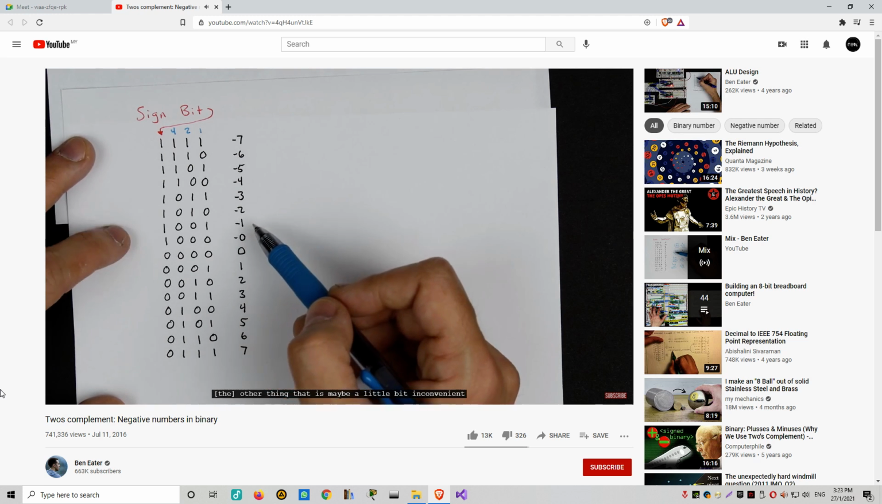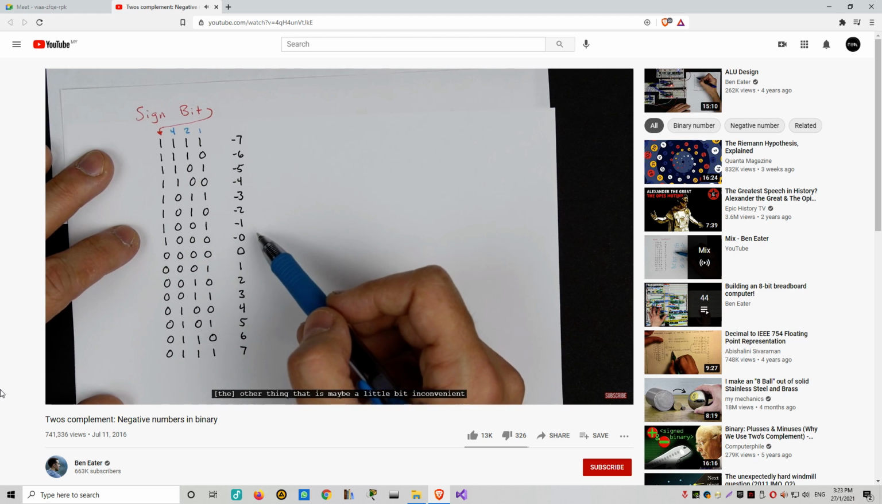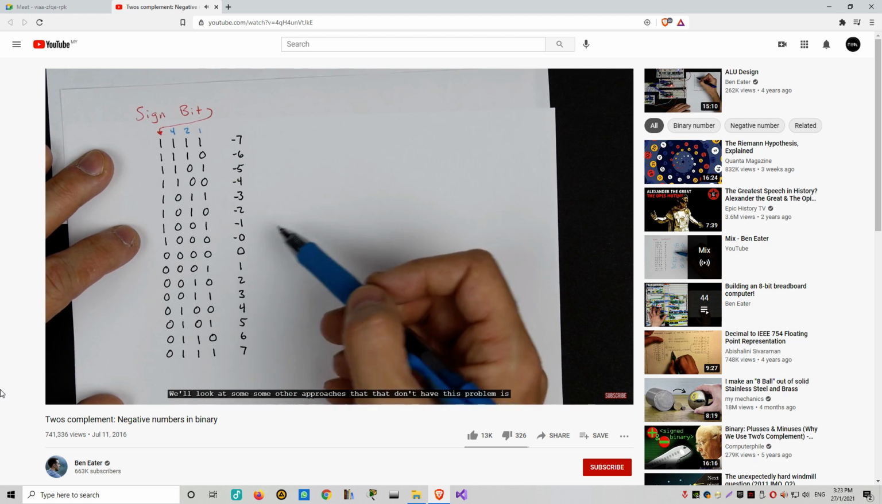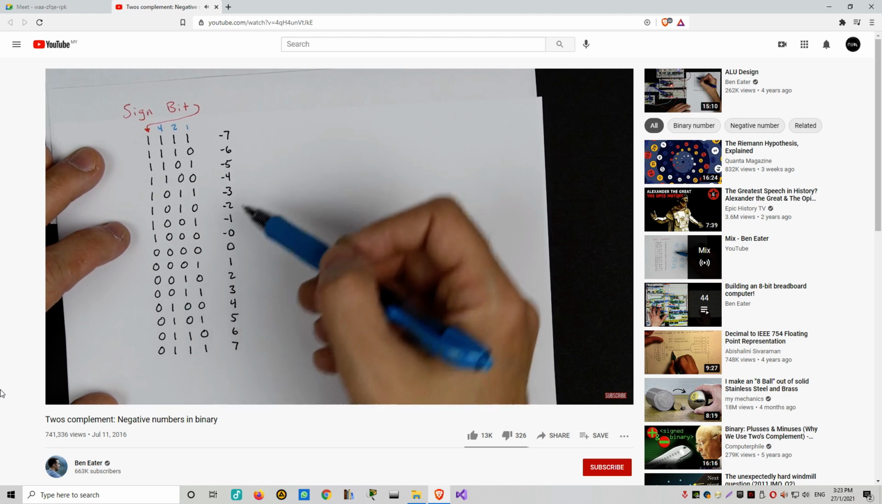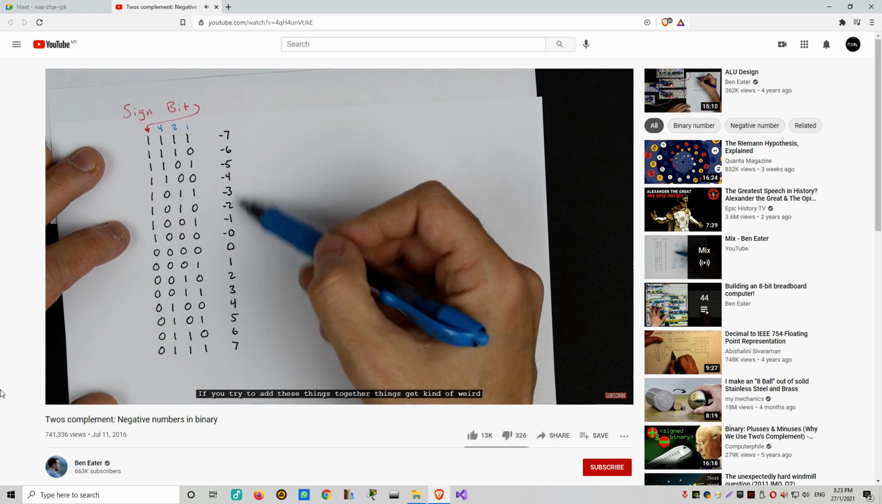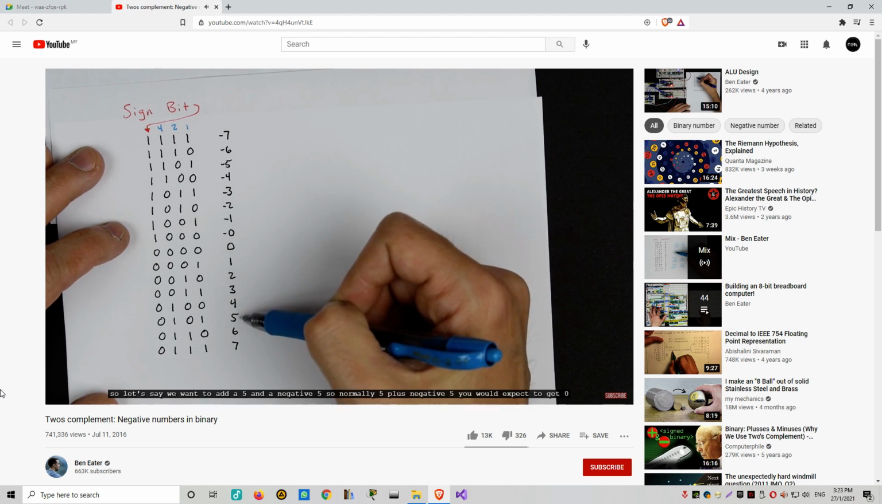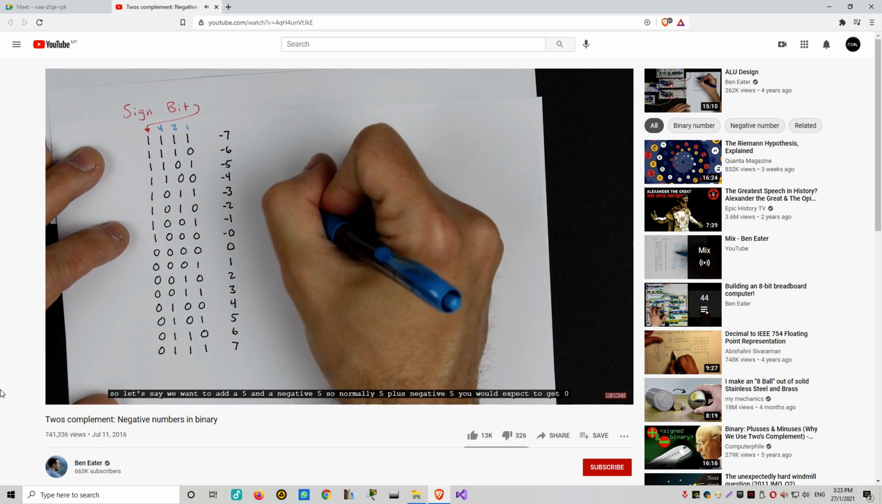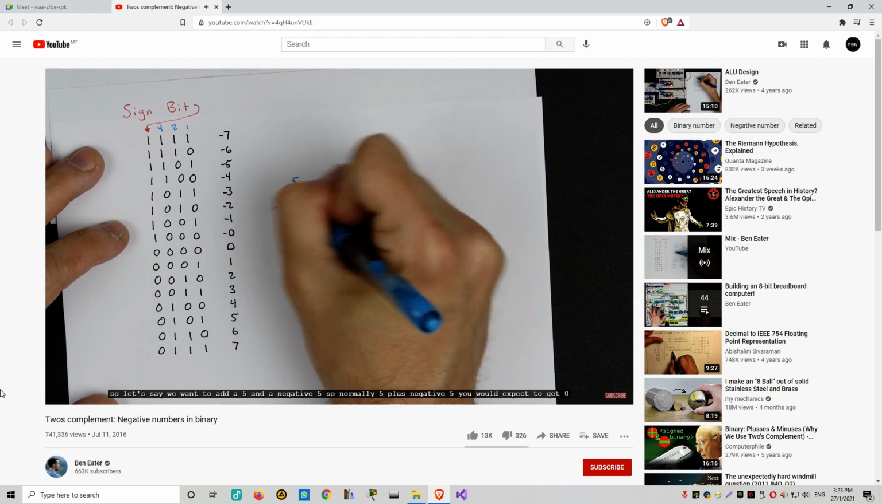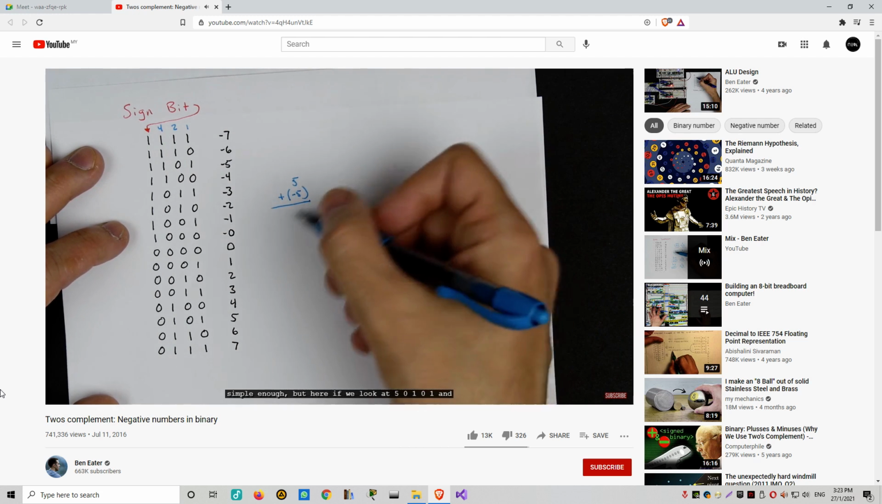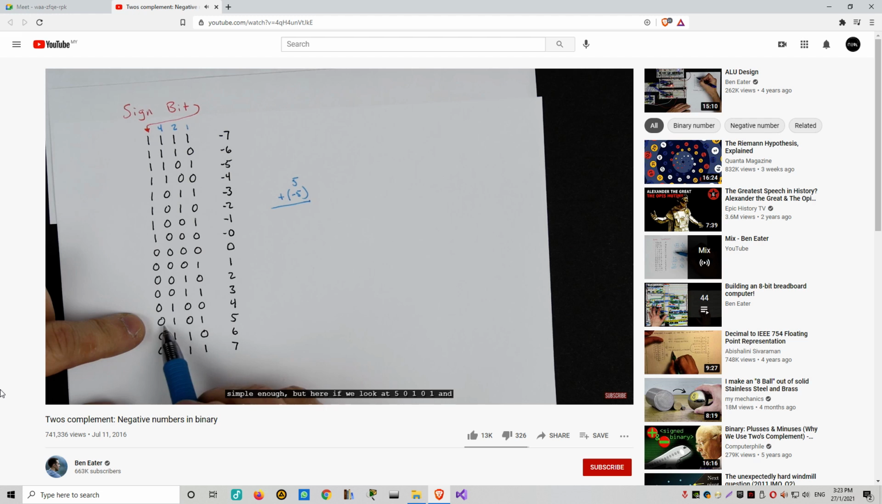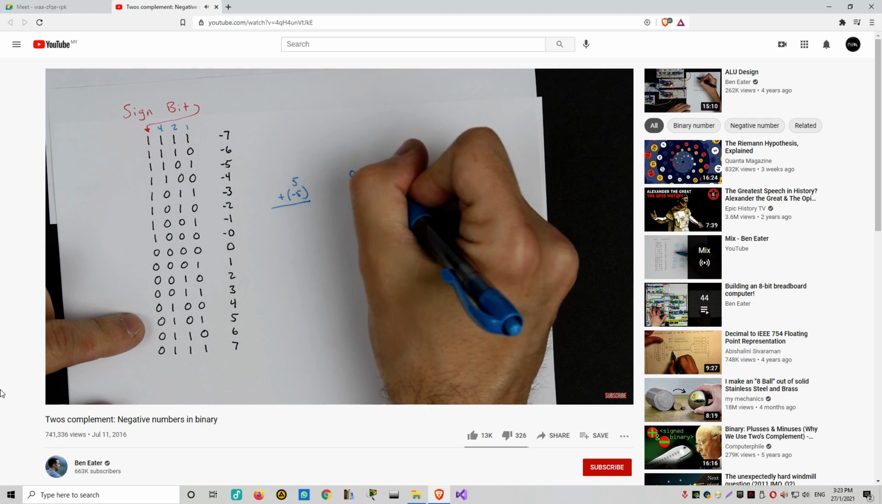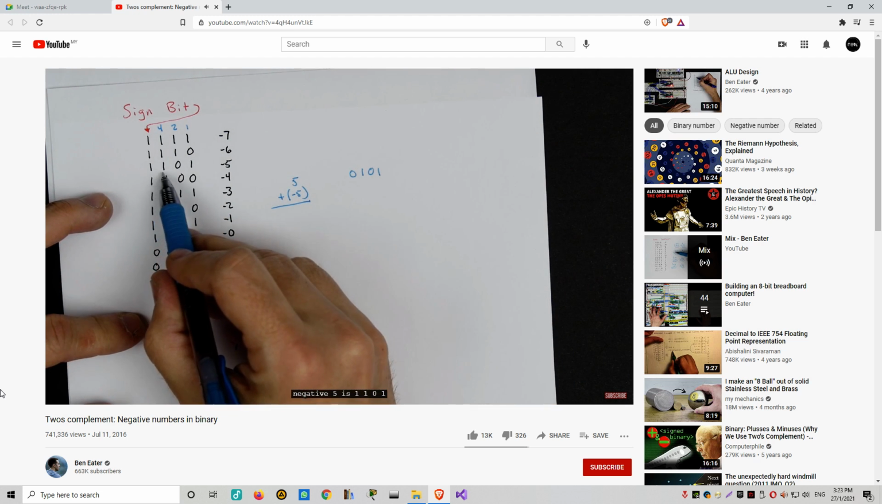The other thing that is maybe a little bit inconvenient, and we'll look at some other approaches that don't have this problem, is if you try to add these things together, things get kind of weird. So let's say we want to add a 5 and a negative 5. So normally 5 plus negative 5, you would expect to get 0. Simple enough. But here if we look at 5, 0, 1, 0, 1, and negative 5 is 1, 1, 0, 1.